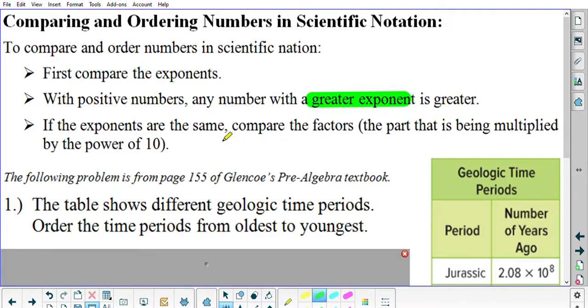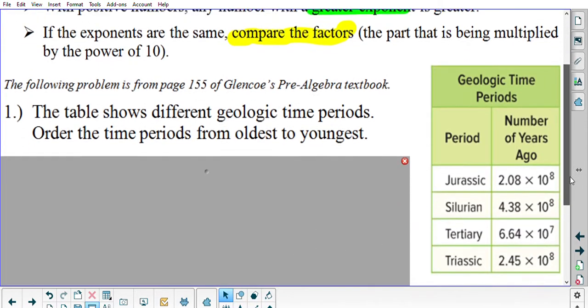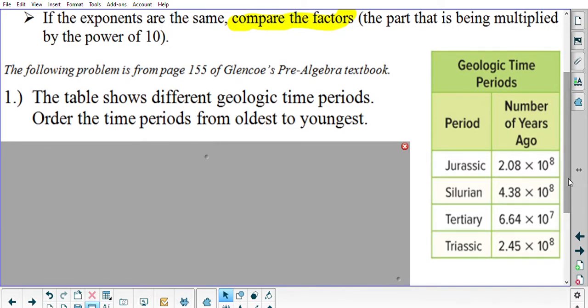Then, if you have numbers that have exponents that are the same, then you need to compare the factors of those numbers. Now, what do I mean by factors? I mean the part that is actually being multiplied by the power of 10. Let's take a look at the example number 1 that I believe is already typed up for you here on your guided notes. Now, I took this problem from your textbook.